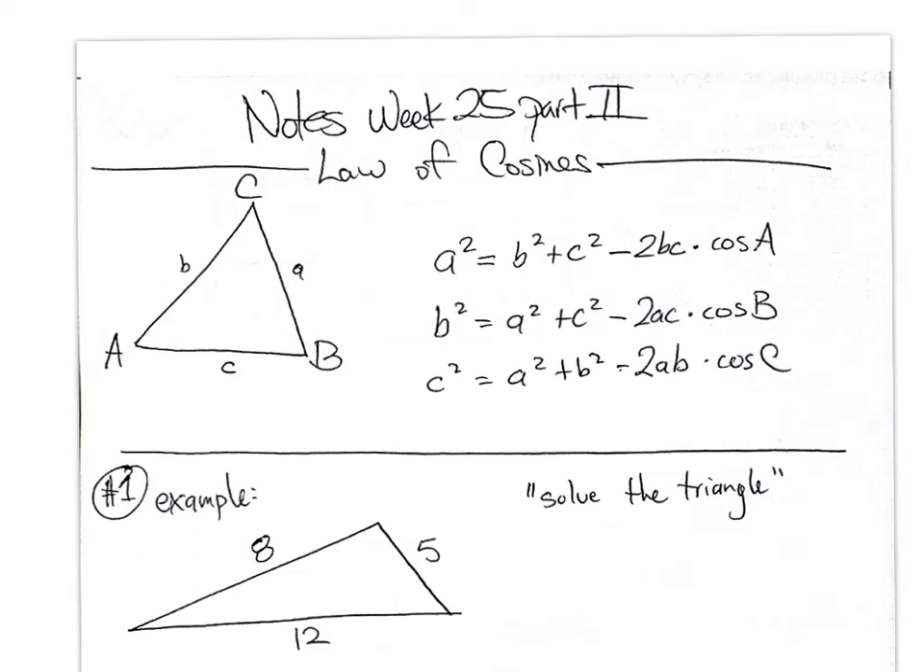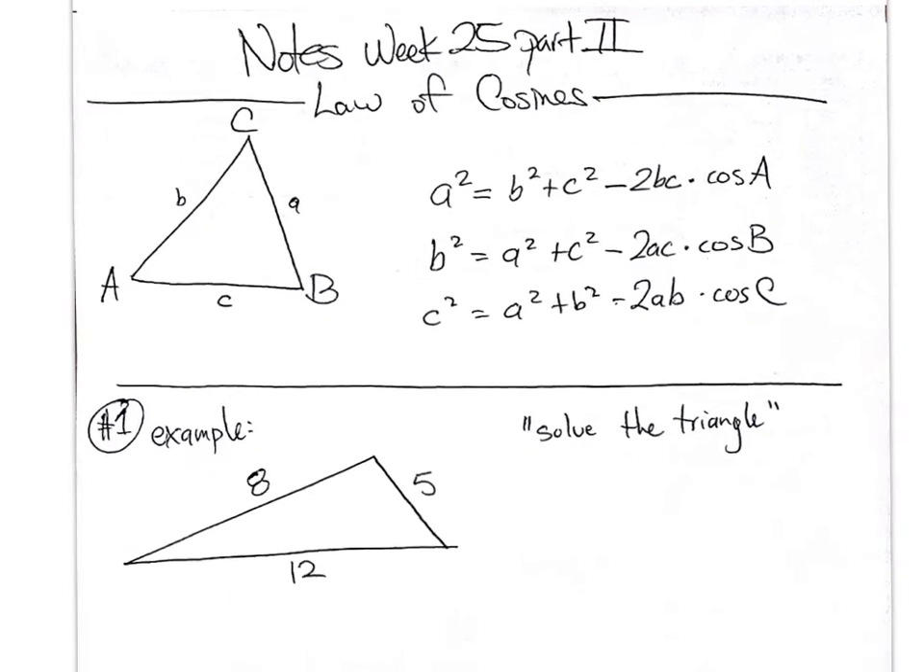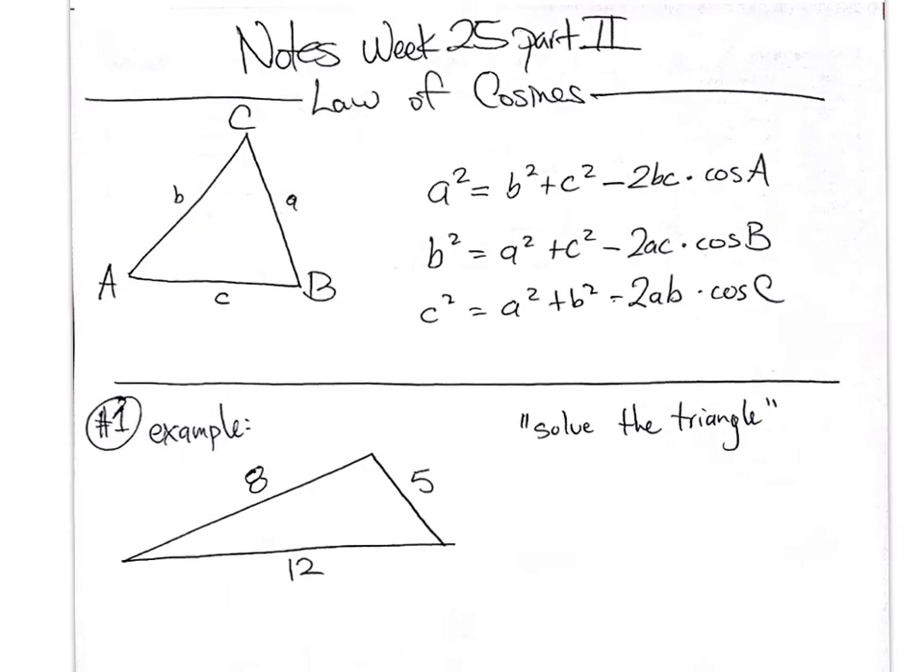All right. So, here we go, week 25, part 2, and we're learning about the law of cosines. So, law of cosines looks like this, where we have some general triangle with angles and sides, okay? And in general, the law of sines that we learned about previously is easier to use, but law of cosines helps in certain situations, for example.